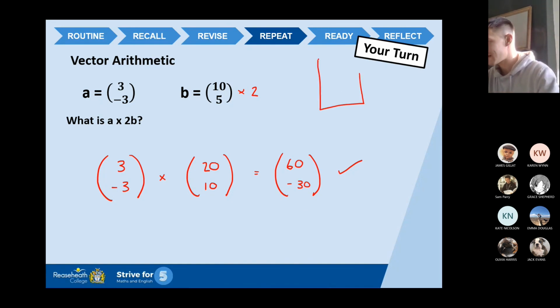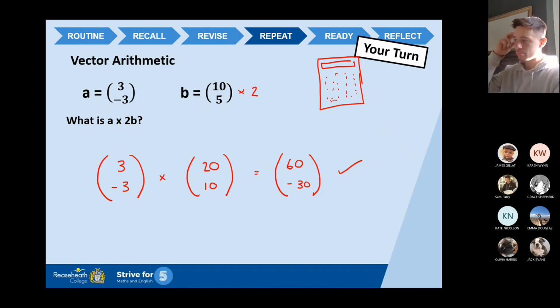I'm going to do a quick sketch of a calculator here. Use this as much as you can in your exam because it makes your life easier. It takes the pressure off your brain and it allows the calculator, which is purpose built, to help you along the way, okay? But hopefully, guys, we've covered a few bits there.